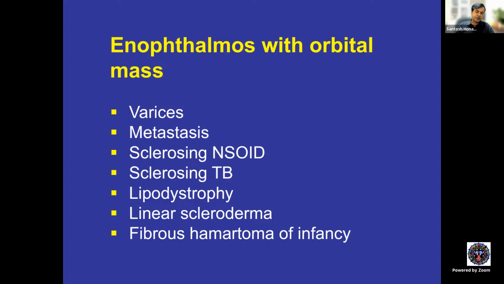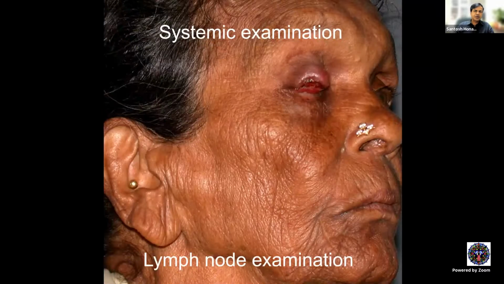Sclerosing variant of tuberculosis, which has been published. Patients who have lipodystrophy, linear scleroderma, and fibrous hematoma of infancy, which you have seen, right? So all these are the causes for enophthalmos with an orbital mass and with or without ocular motility restriction. You should remember this.